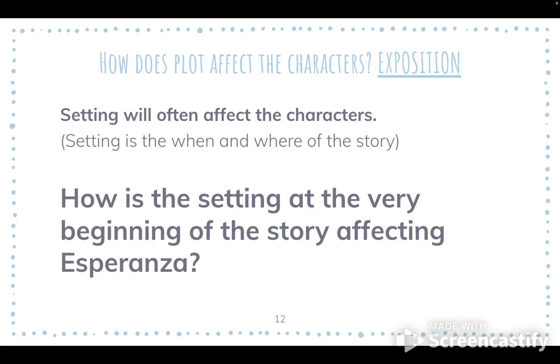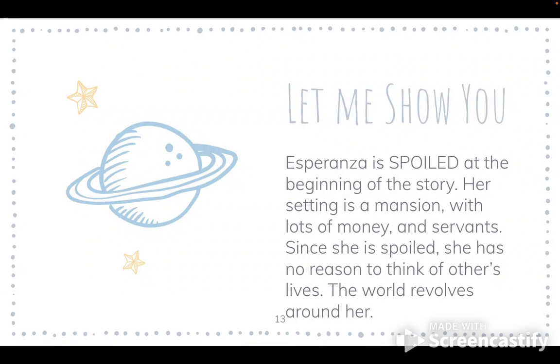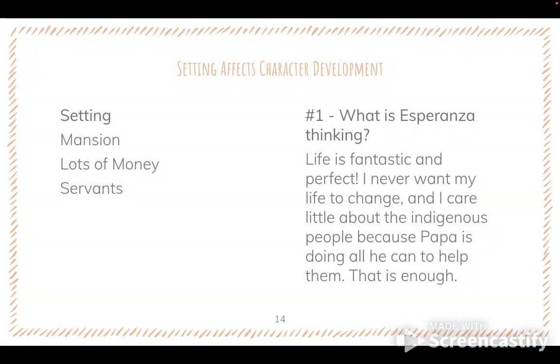So how is the setting at the very beginning of the story affecting Esperanza? I will show you. At the beginning, Esperanza is spoiled. Her setting is a mansion with lots of money and servants, and since she is spoiled, she has no reason to think of others' lives. The world revolves around her. Question number 1 says, what is Esperanza thinking? I think she's thinking life is fantastic and perfect. I never want my life to change.